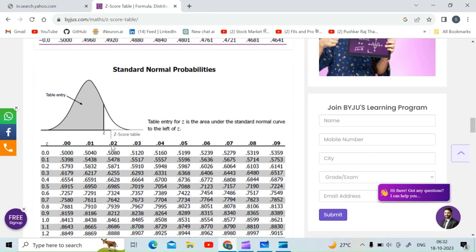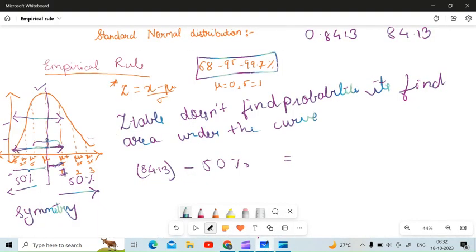So if the value here is 1, what does it mean? This whole shaded gray part contains around 84 percent of the data. Once we have that, we take off the 50 percent of the data from this to this, so I can calculate one standard deviation on the positive side. That will be 84.13 percent minus 50 percent, which is 34.13 percent.